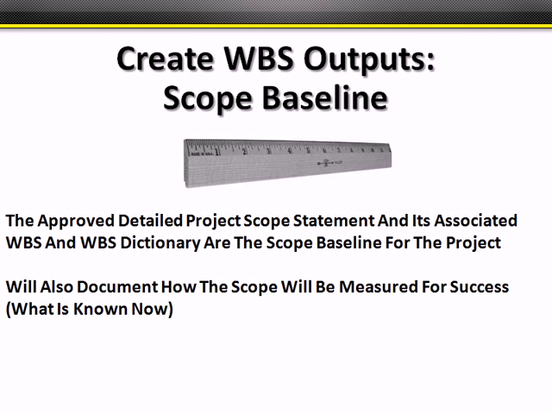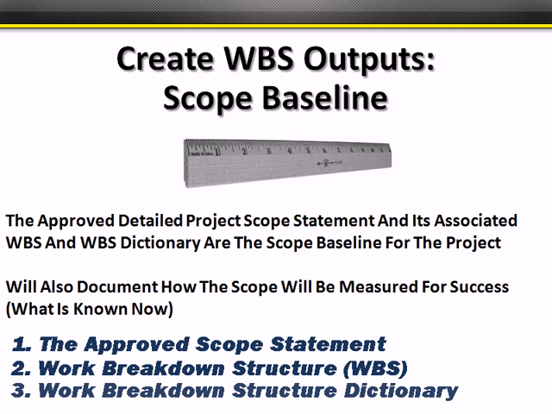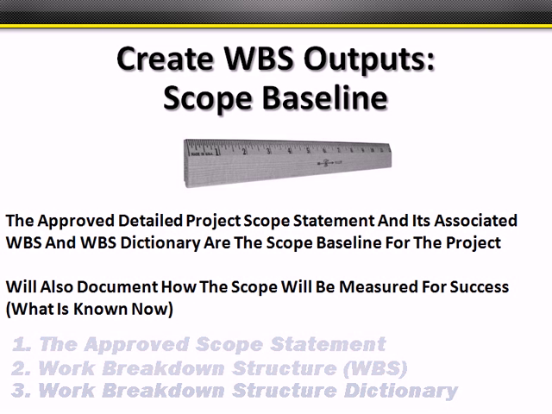Major outputs for this process include the scope baseline. The scope baseline is a compilation of three major scope documents: the approved scope statement, the WBS, and the WBS dictionary. Those are the scope statement, the WBS, and the WBS dictionary. Those make up the scope baseline.